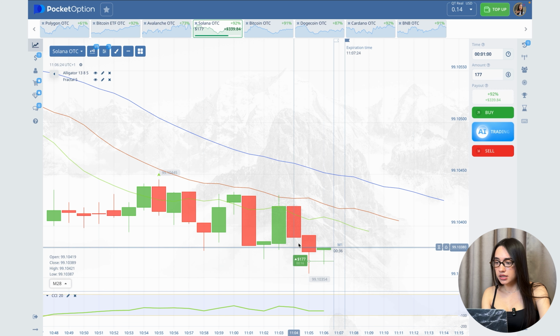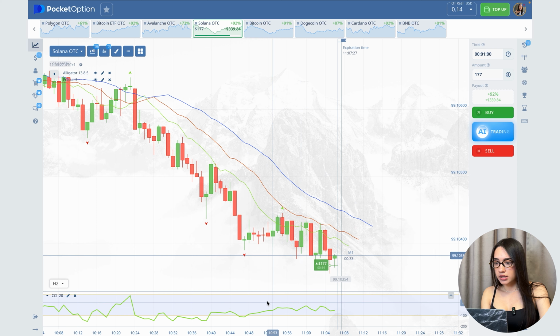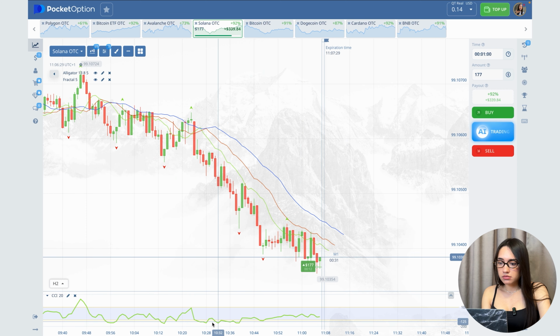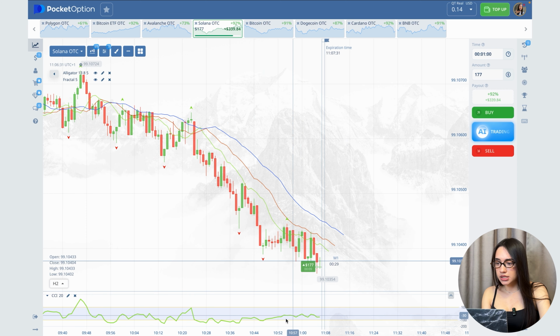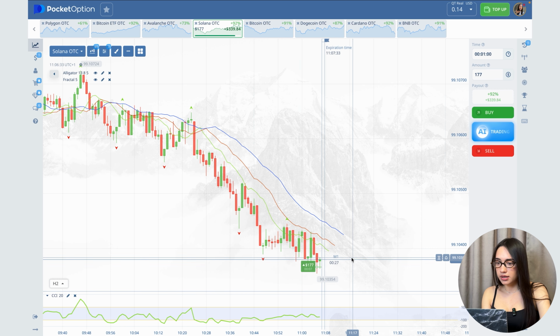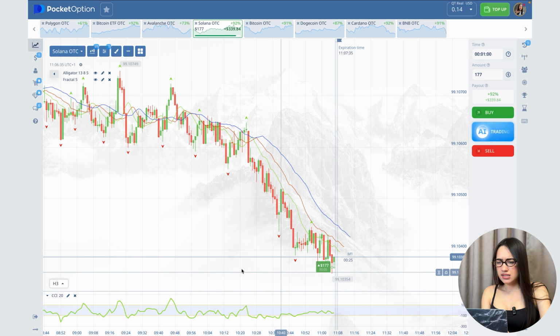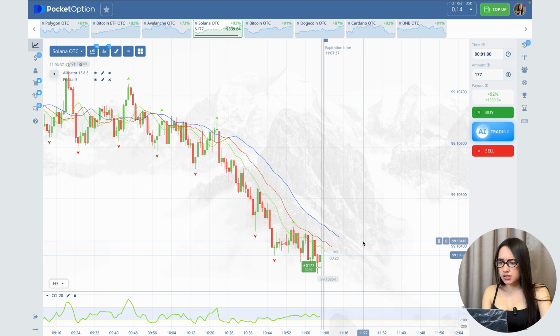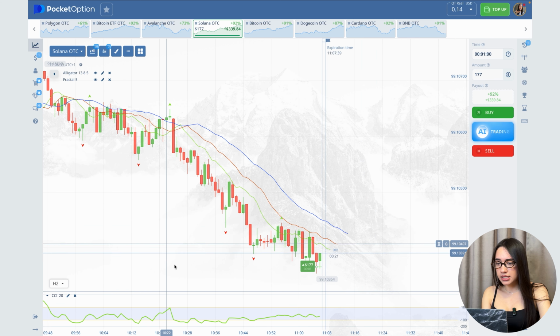and two candles in red color. And the moving line of the alligator shows a small exit from the oversold area. A kind of divergence is formed here, but in this case, everything.